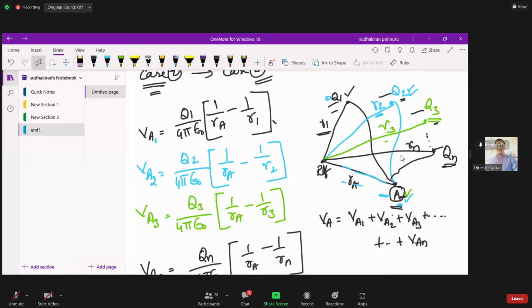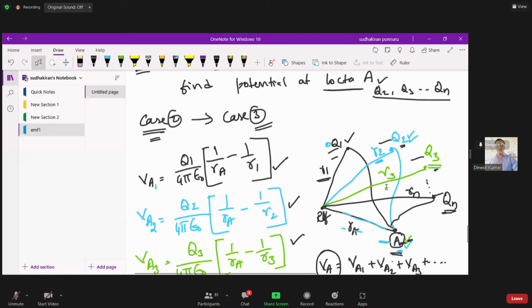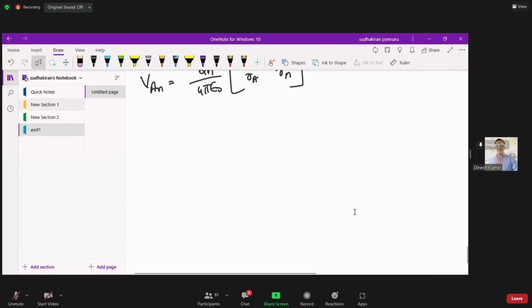Earlier we found the potential because of individual point charges, but now we have to find the cumulative sum of all the point charges at location A, so that we get the final value for case 3. What is case 3? We have to find the potential at location A because of all n number of point charges. So the final value VA is equal to VA1 plus VA2 plus VA3 and so on, plus VAn.